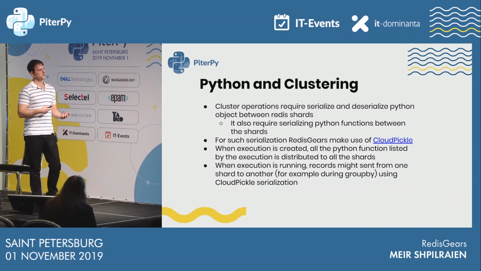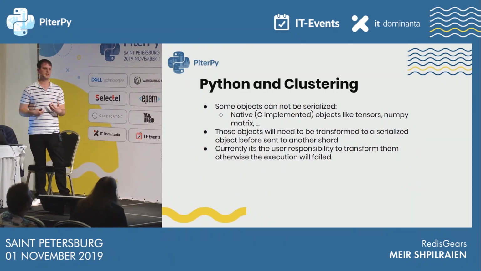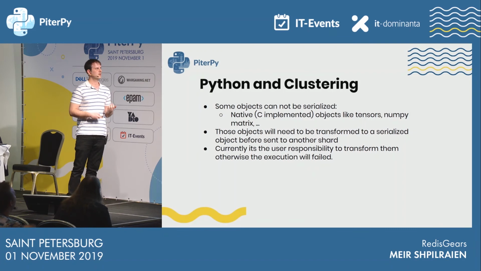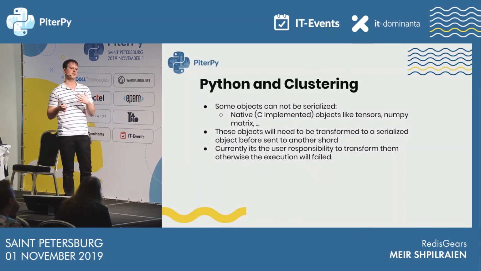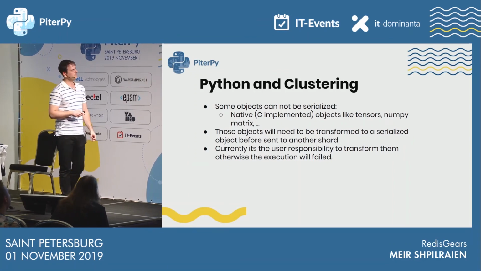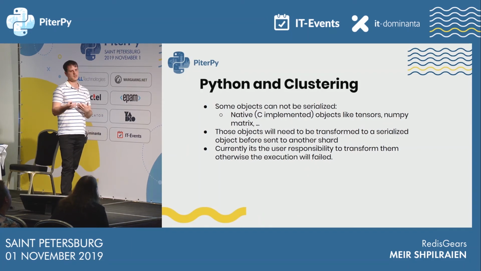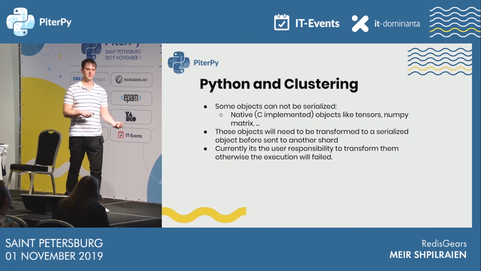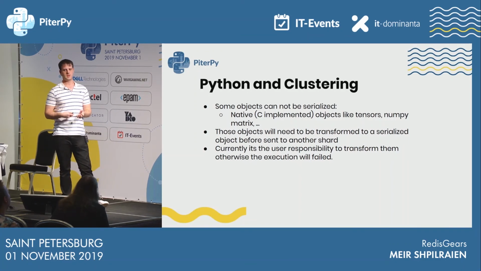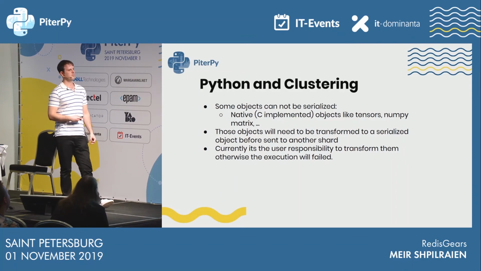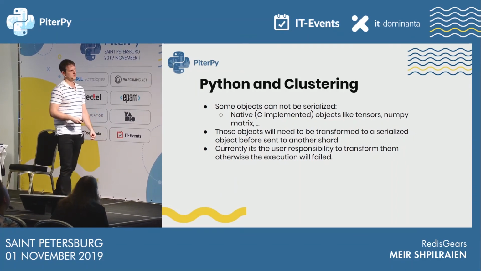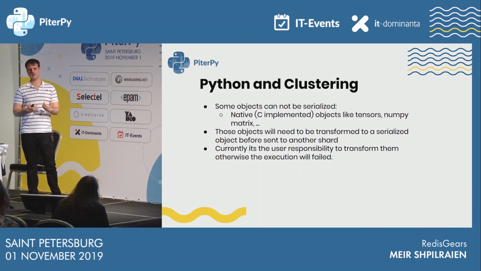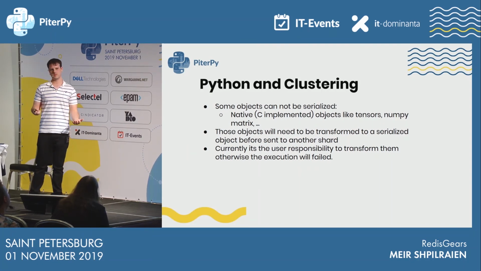So this is what we did, but there are some cases where we can't actually serialize the data, and those cases are when you use native C implemented objects like matrices and tensors and stuff that are implemented directly in C. Currently, if you try to serialize and deserialize it, you will get an error. Maybe in the future we'll come up with a solution, maybe a callback that will serialize the data. But currently it's the user's responsibility to transform the data before you pass it or send it to another shard. So this is currently the user's responsibility, and this is why I said before that when you move to cluster, it's almost always smooth, but there are some use cases where it will not be smooth.